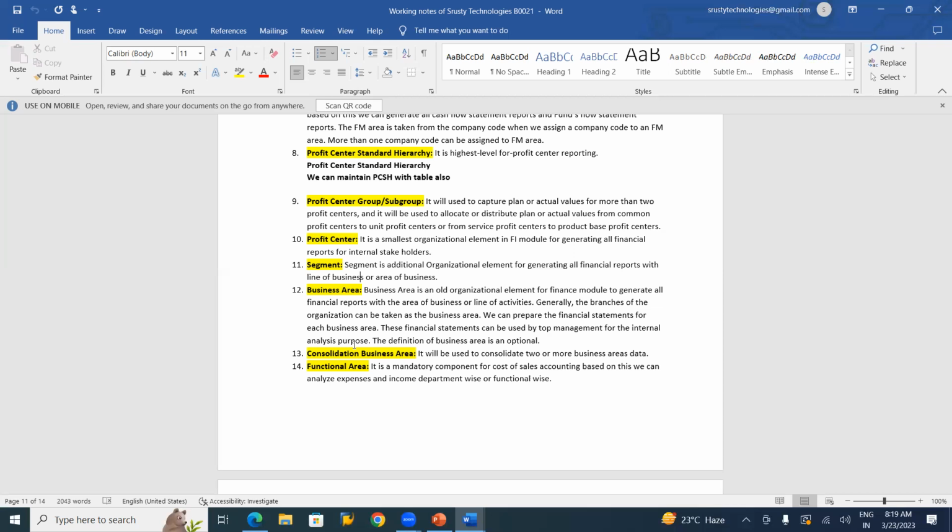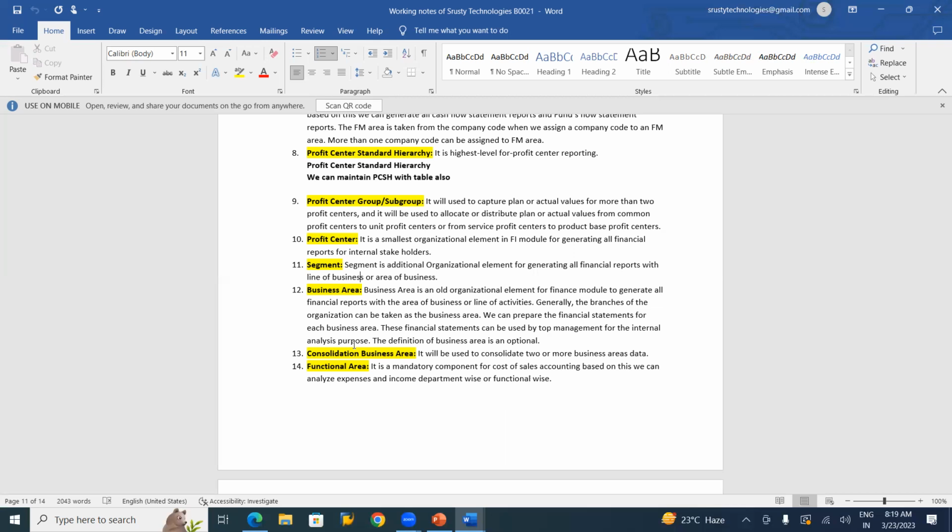Functional area. See here, functional area is nothing but your departments. In SAP we call them functional areas, but any organization will have a number of departments. Write down: it is a mandatory component for cost of sales accounting.